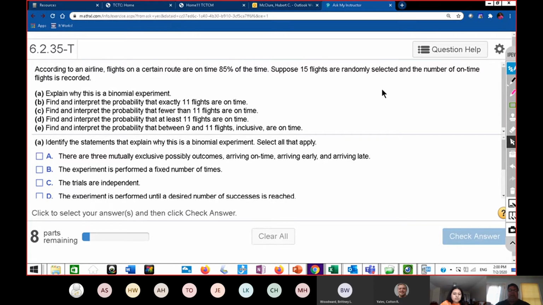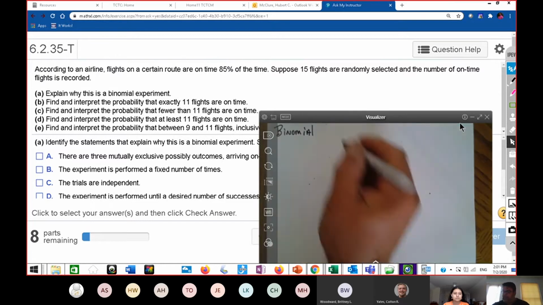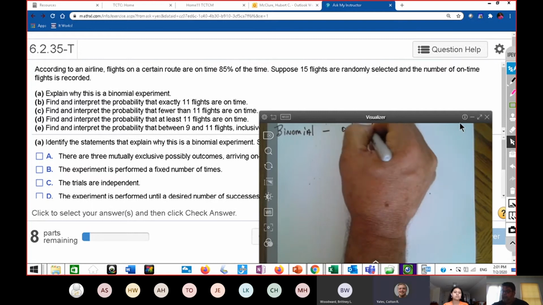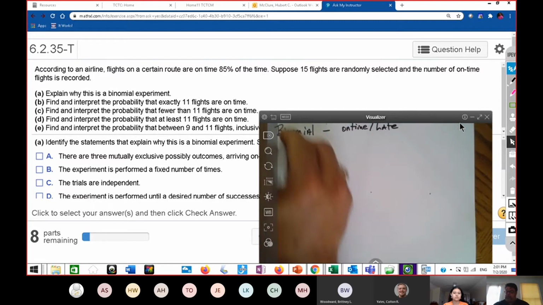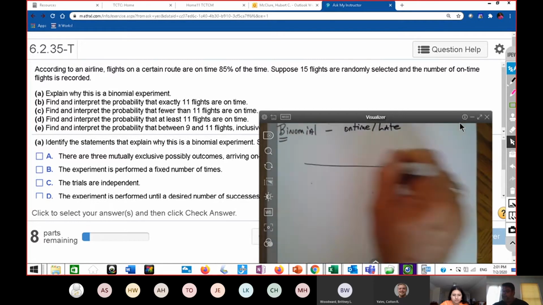So you have a binomial outcome. A binomial outcome means yes or no, black or white, true or false, on time or late. Binomial means two. You got two outcomes. So yes, this is a binomial experiment. There's a fixed number of trials, 15 flights. You got a number line from 0 to 15.